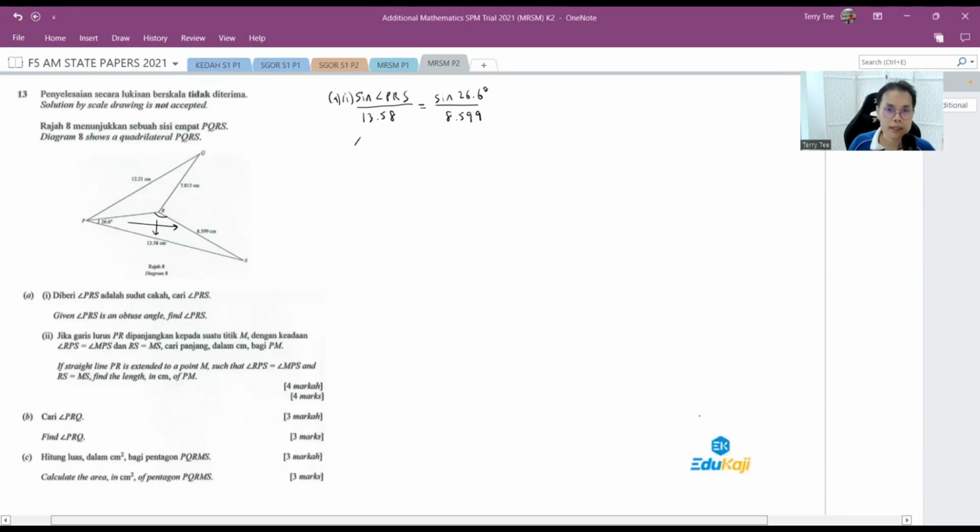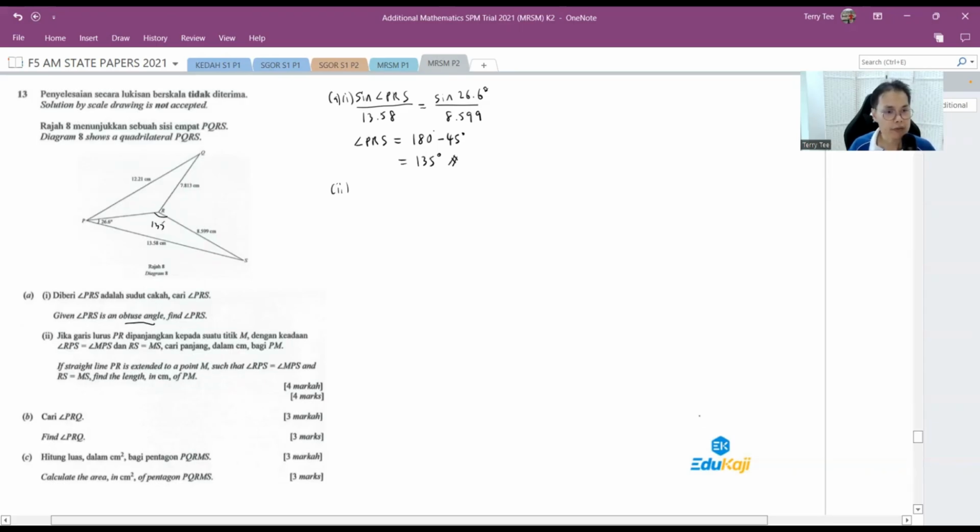But remember, PRS is an obtuse angle. So if it's obtuse, we always have to do 180 minus whatever angle we get, because there are two possibilities. When you use the sine rule, your angle can be acute or obtuse. Since sine PRS equals 0.7071, there are two possibilities for PRS: it can be 45, or 180 minus 45. But since the question already mentioned it is an obtuse angle, we take 180 minus 45, which is 135. So I know this is now 135.